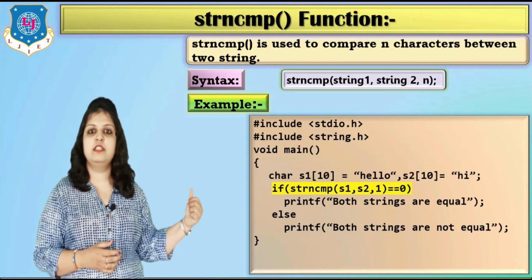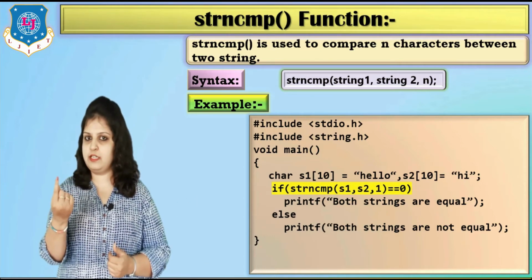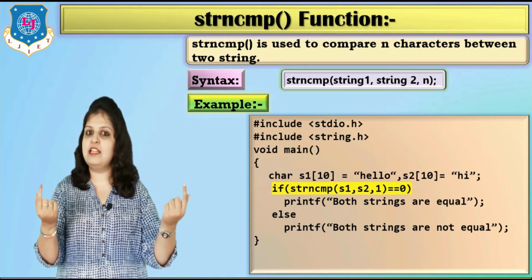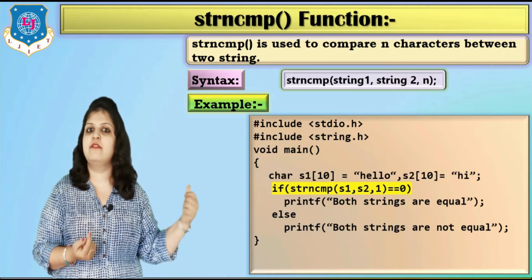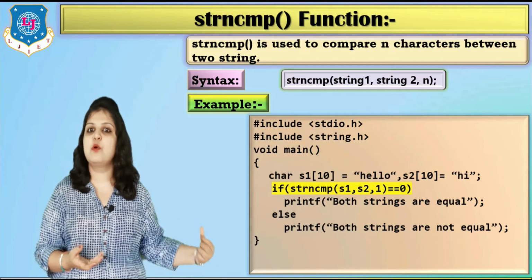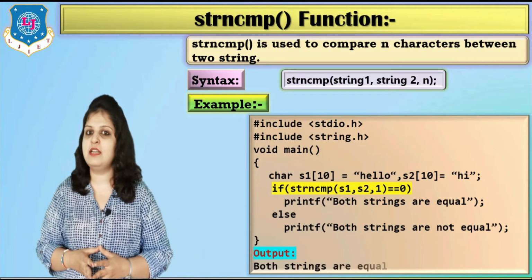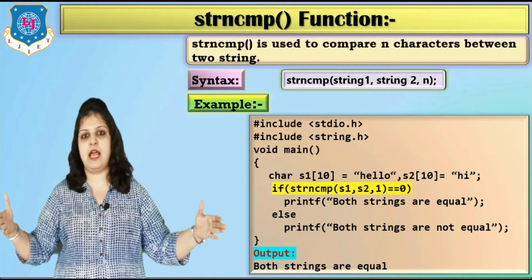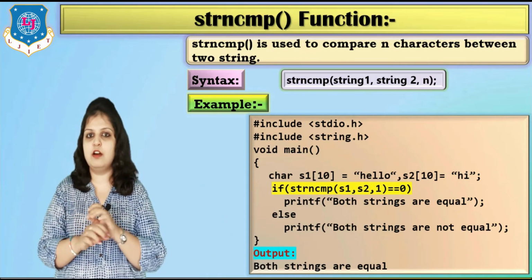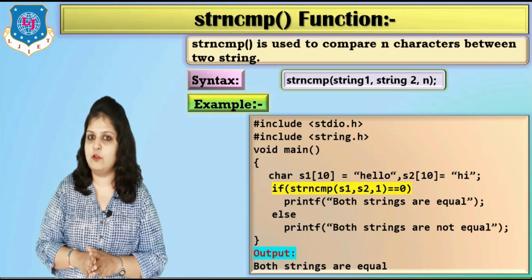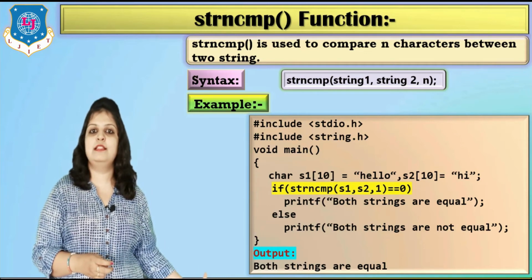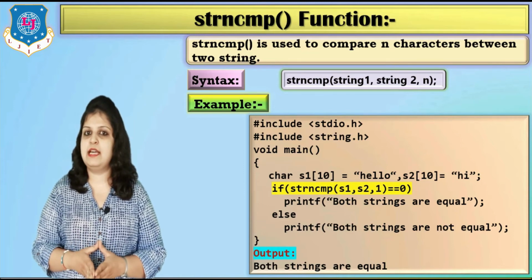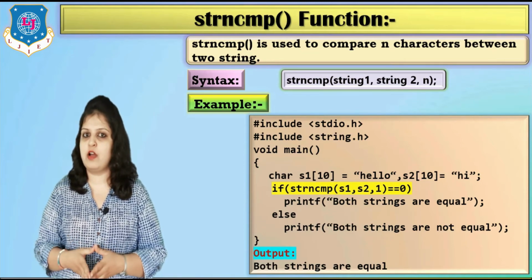executed. So just see here, in hello our first character is h and in hi also the first character is h. So h minus h we will get 0 and our condition becomes true here. So our output is like both strings are equal. But if you take in one string abc and in the other string xyz, then a minus x you will not get 0. So in this case the else part will be executed. So in this way strncmp is working.